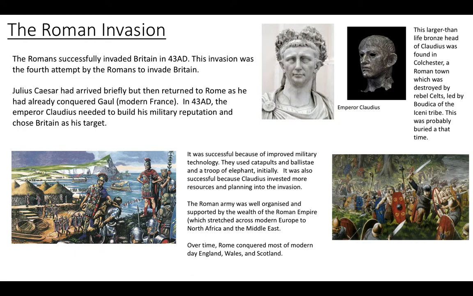So here's the technology section. They used catapults and ballistae and a troop of elephant initially. He also invested more resources and planning into the invasion. It was incredibly well organised, the army, and that was supported by the money that the empire had. And at the time the empire stretched from Europe all the way to North Africa and the Middle East. Over time, Rome conquered most of modern-day England, Wales, and Scotland.